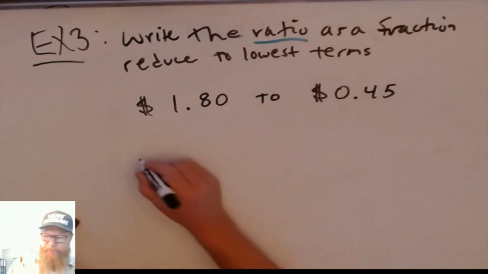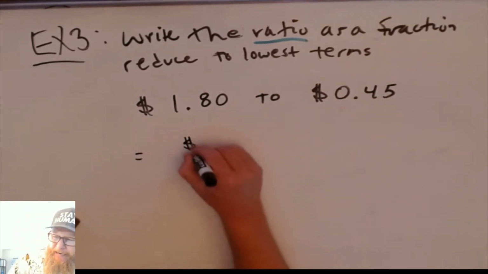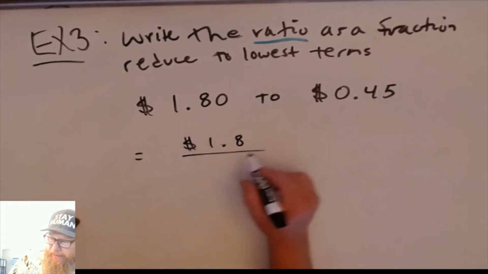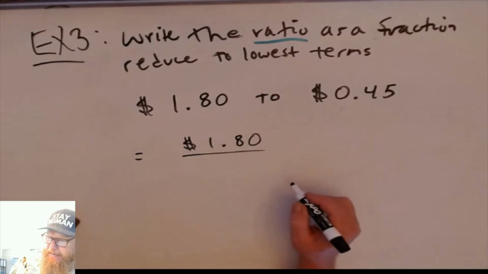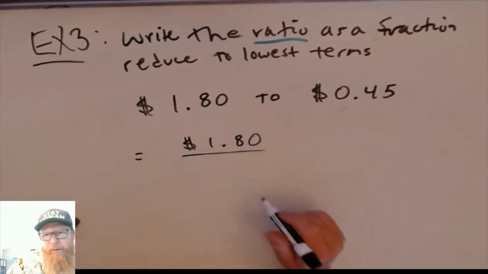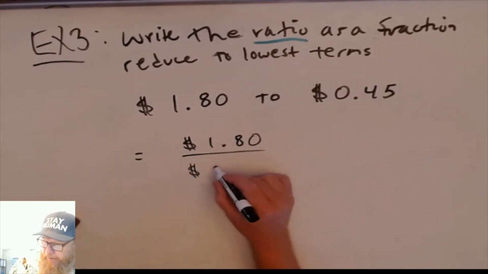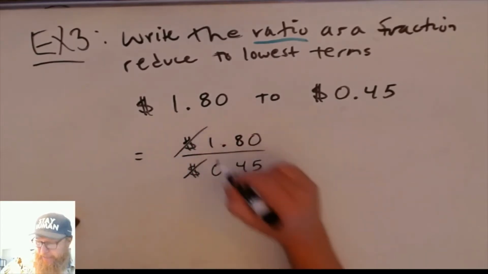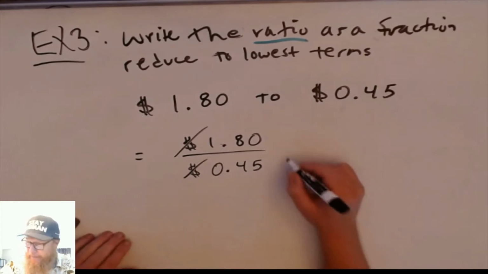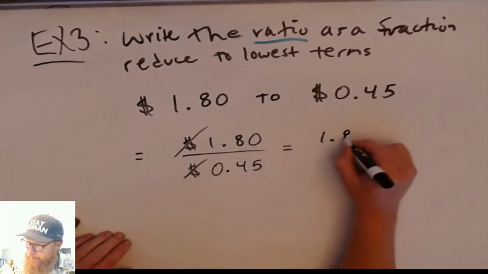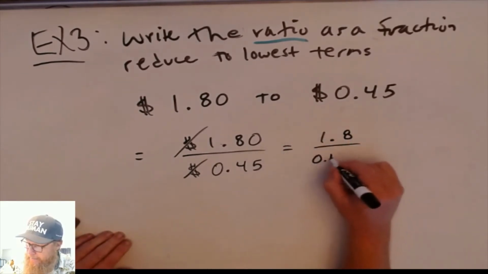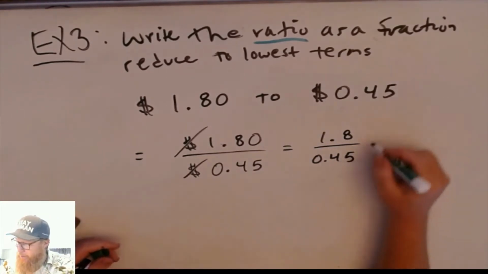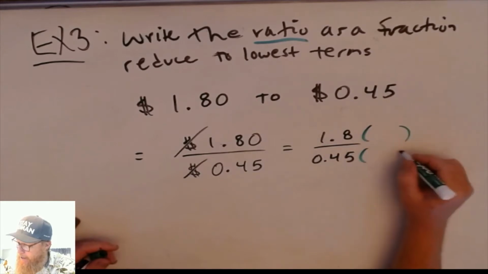All right. So that would be $1.80, or 1.8 if you like, over, I'm just going to write it as 1.80, although it means the same thing as 1.8, over $0.45, and then the dollars again will cancel out. So it's just 1.8 over 45. So we're going to multiply the top and the bottom by 100.